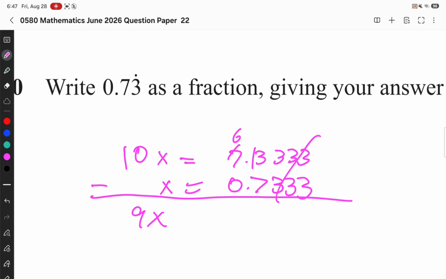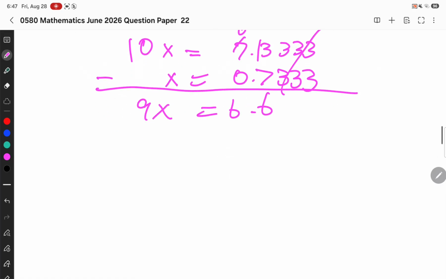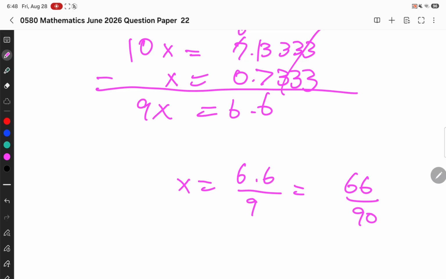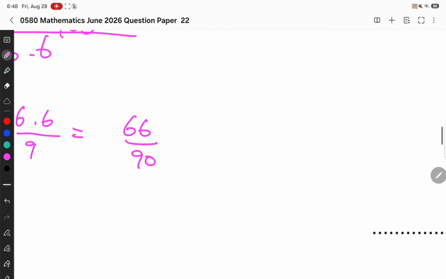So this is like 5, I suppose. No, 6. Yeah, 6.6. 9x is equal to 6.6. x is equal to 6.6 over 9. Multiply both sides by 10. Okay, we want to remove this decimal. Then we can simplify this. 66 over 90 is equal to 33 over 45, which is 11 over 15.